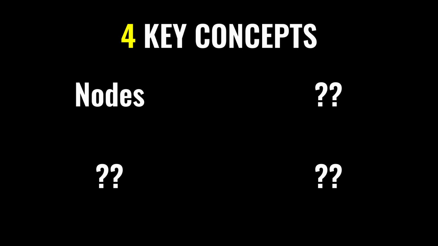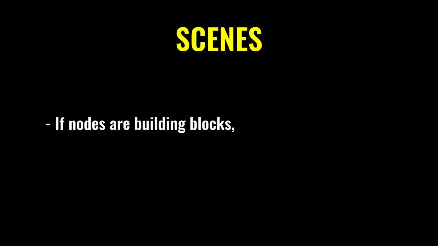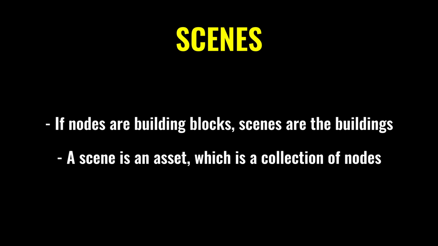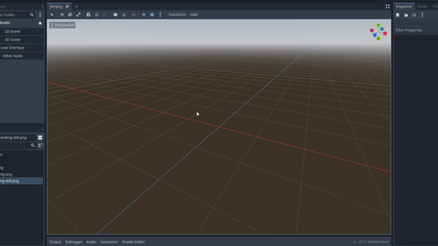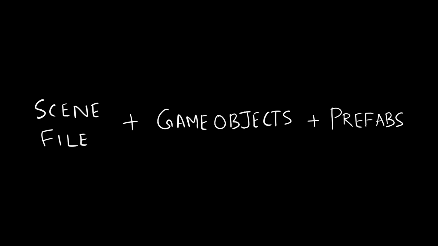The second key concept in Godot is scenes. If nodes are the building blocks of your project, then scenes are the actual buildings. A scene in Godot is an asset, which is basically a collection of nodes. We will always be working on a scene. If you have worked in Unity, a scene can be considered as the combination of a scene file, game objects, and the concept of prefabs all squished into one single thing.